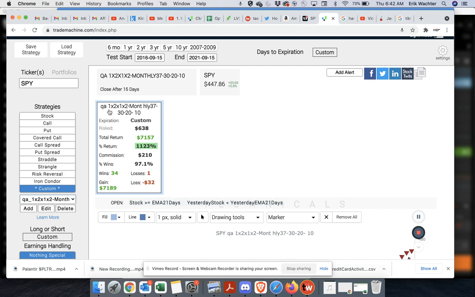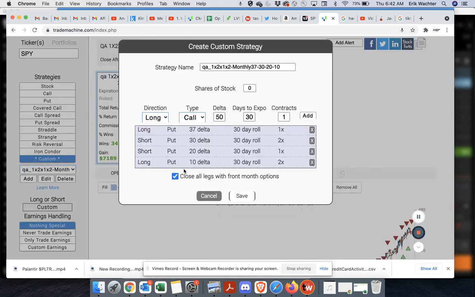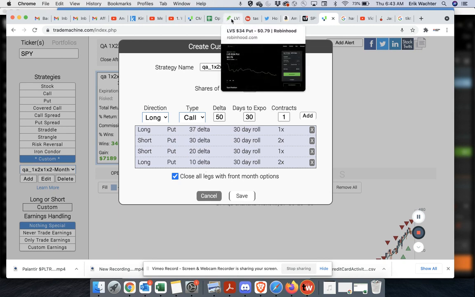So you see up here, 1 by 2 by 1 by 2 monthly. And then it says 37, 30, 20, 10. Okay, so what does that mean? It's basically two ratio spreads in one. So let's take a look at what that looks like. We are going to long a put at the 37 delta, short two puts at the 30 delta, and short another one at the 20 delta, and then buy behind that 2 10 delta puts. Okay, so let's see how this looks on Robinhood.